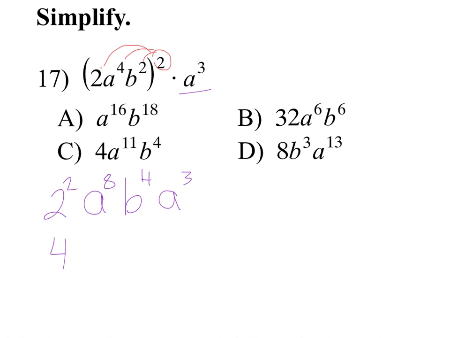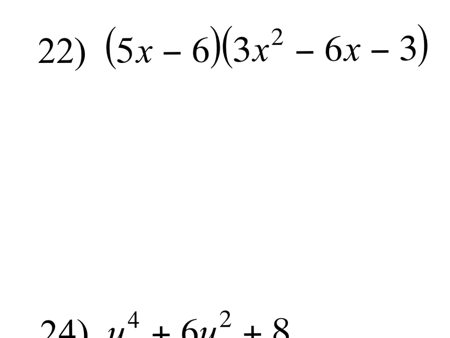And you might notice that the only one of these that has a number out front that's 4 happens to be c. So you're done with the problem if you figure that out. Or you can keep going. A to the third times a to the eighth, 8 plus 3 is going to be a to the 11th. And then we've just got b to the 4. And again, that's going to be choice C.